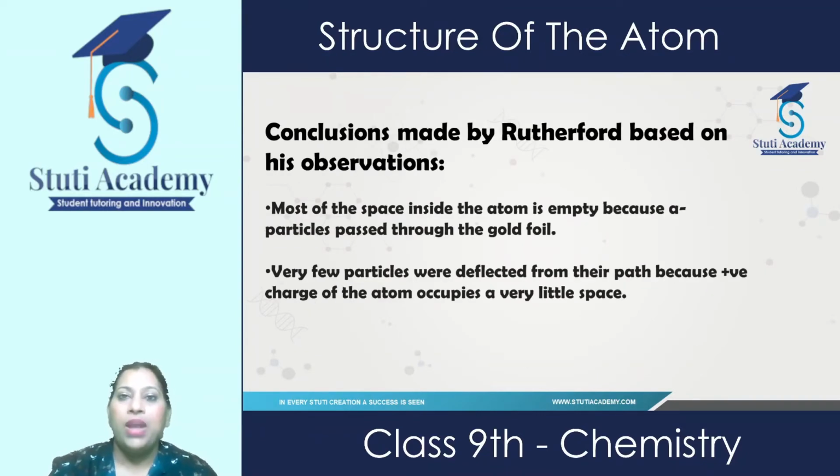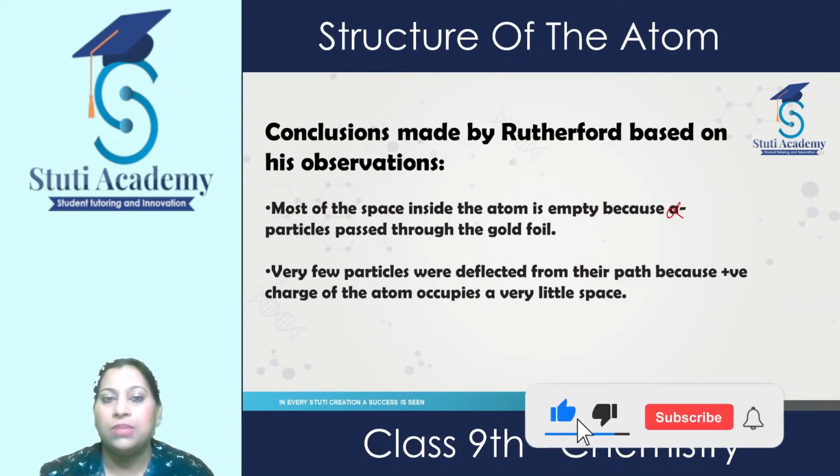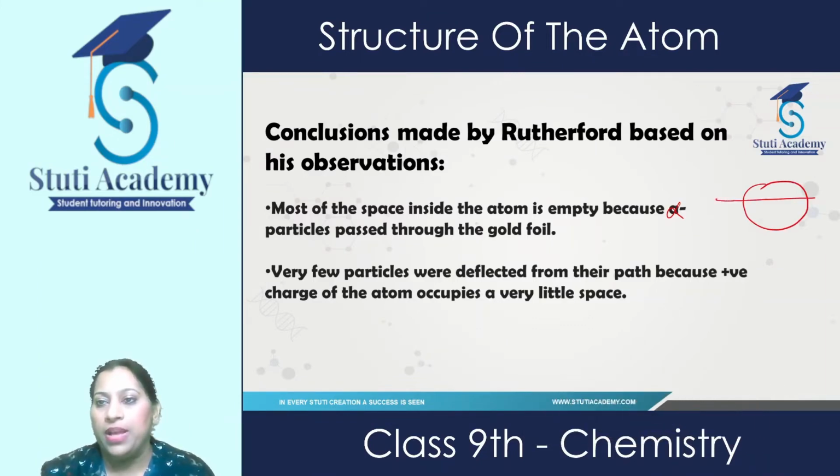And when he observed these things in his experiment, he came to a few conclusions. Those conclusions are: most of the space inside the atom is empty. That is the reason why these alpha particles pass through the gold foil. He said, if there is space, then only the alpha particles were able to pass through it. It means lots of space was there. That is the reason why most of the particles passed out.